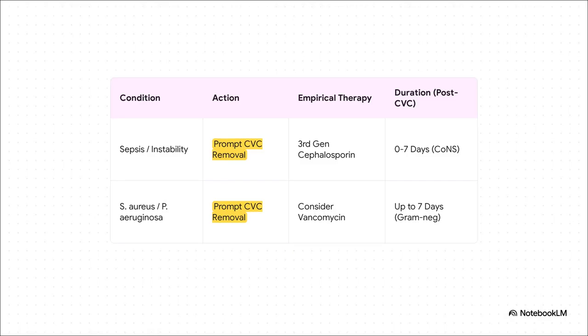Now listen closely, because the management protocol for line sepsis is absolutely uncompromising on one point. If your patient is septic, unstable, or has persistent positive blood cultures, the line comes out promptly. It is the single most important step for source control. For high-risk pathogens like Staph aureus or Pseudomonas, it's not even a debate. The line must be removed. We start the antibiotics at the same time, but without removing that infected catheter, you're fighting with one hand tied behind your back.